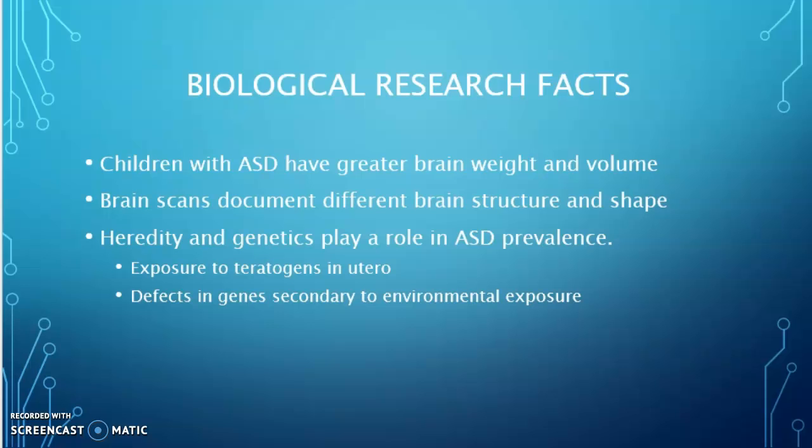Research also shows that heredity and genetics can play a role in the prevalence of autistic spectrum disorder. These can include exposure to teratogens in utero, as well as defects in genes that are secondary to environmental exposure, such as tobacco, alcohol, and even pollution and some viruses.